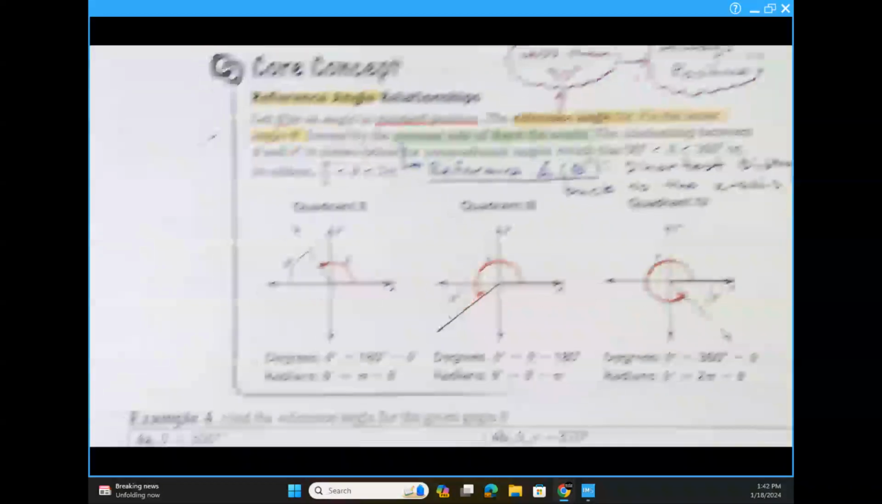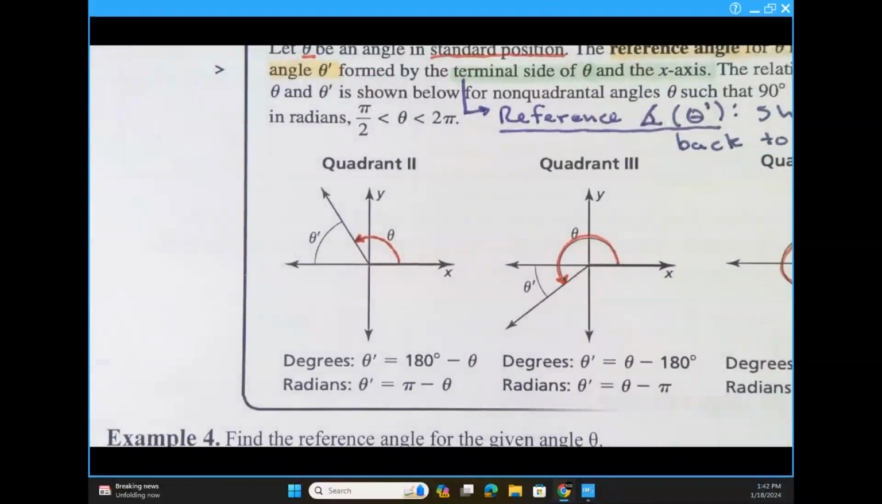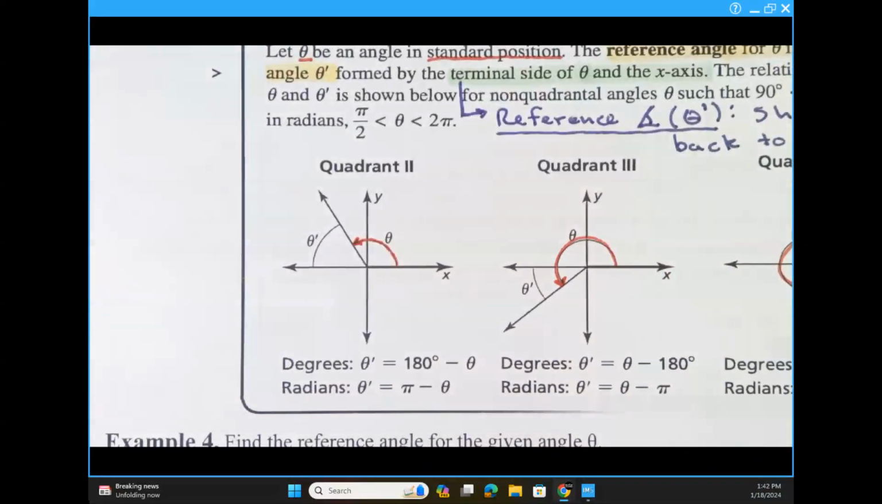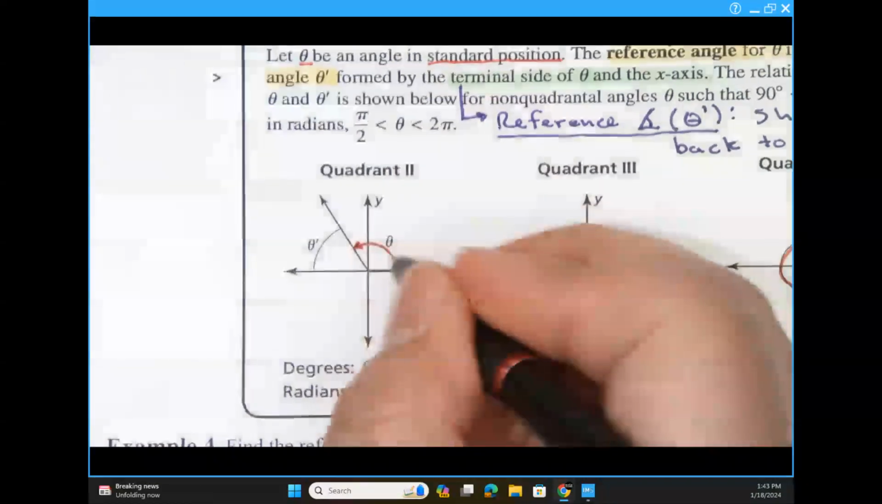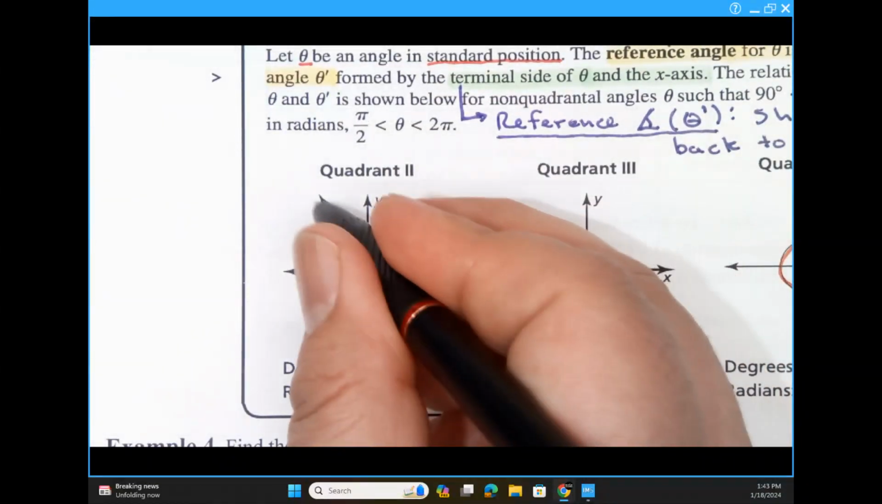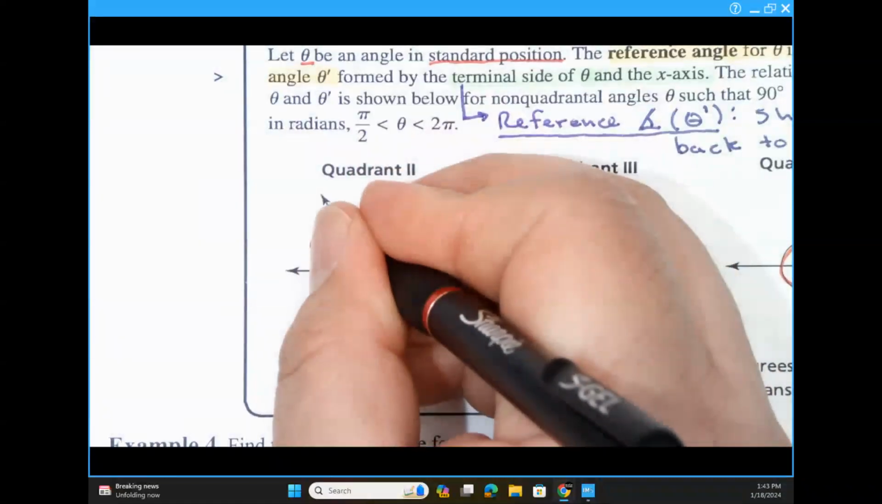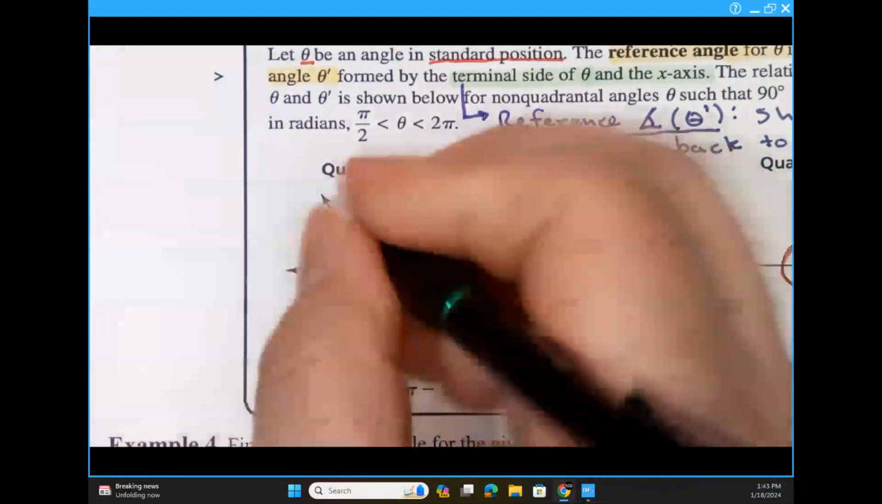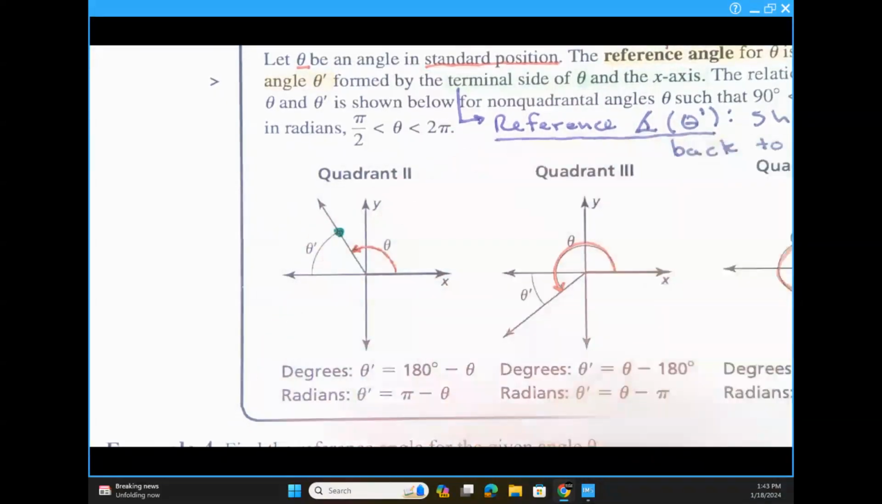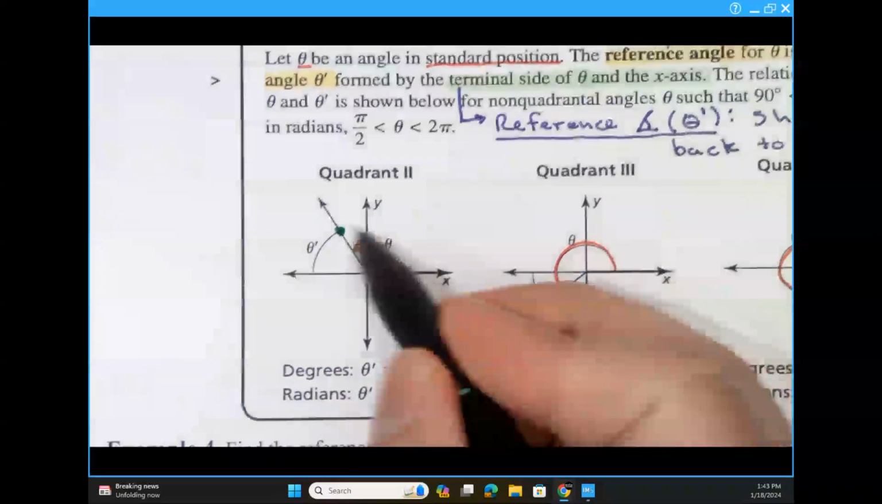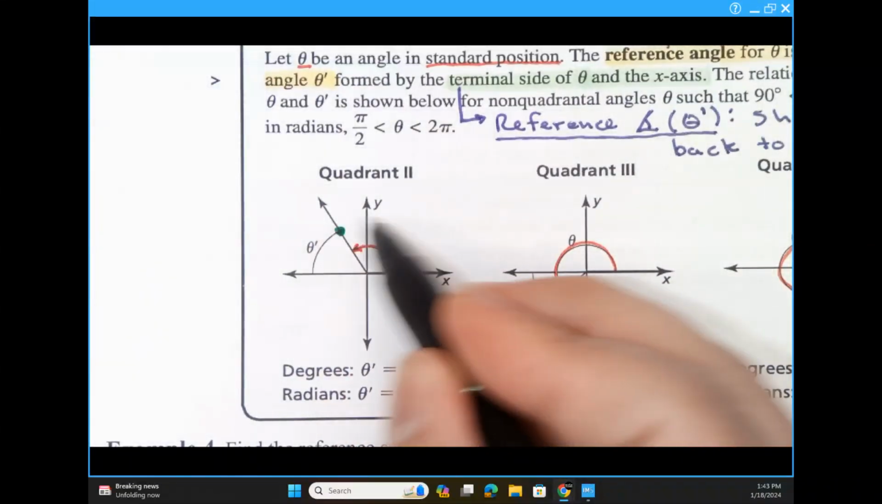I'm just going to move this up. I want to zoom in a little bit more. I know there's other things written. It says that we're looking for angles between 90 and 360, but really we're going to look at one full turn here. So, a reference angle. When you have an angle that lands in quadrant number 2, the idea is we're basically standing right here on the terminal side. And pretend that I'm just kind of walking along a track, right? A circular track.